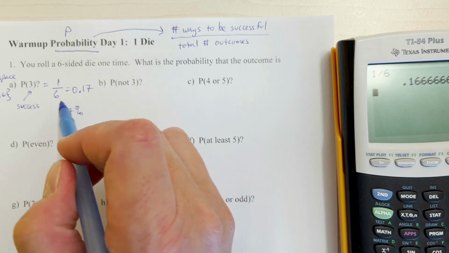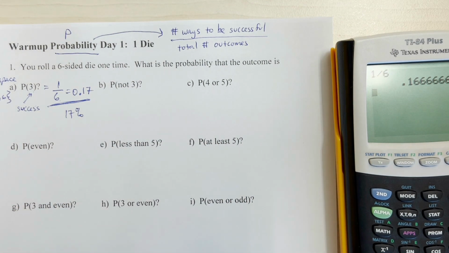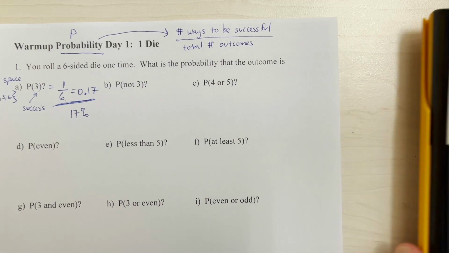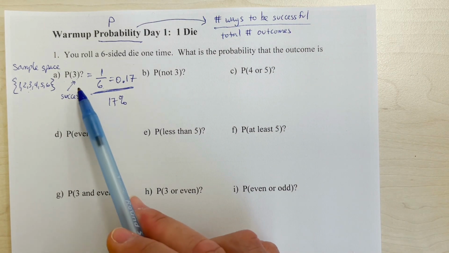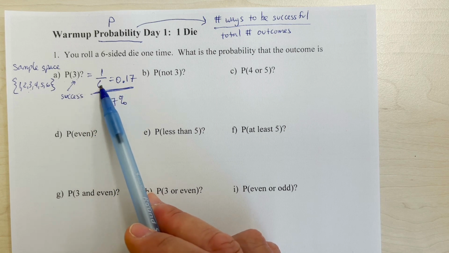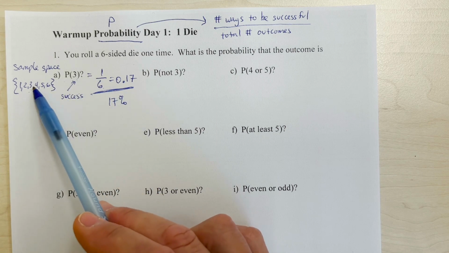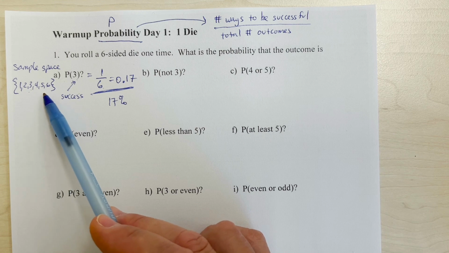We like to think in terms of percents, but normally I'm either going to write it as a fraction or a decimal. I'm not going to write probability as a percentage, and I'll explain why in a moment. So the probability that we get a 3 is 1 out of 6. One way to get the 3, 6 total outcomes.